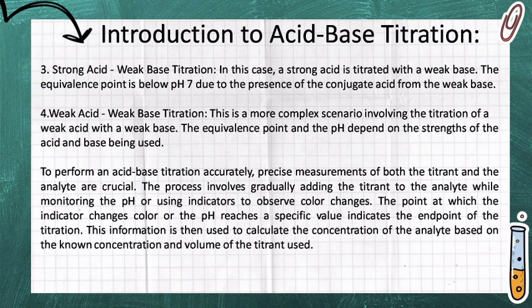To perform an acid-base titration accurately, precise measurements of both the titrant and the analyte are crucial. The process involves gradually adding the titrant to the analyte while monitoring the pH or using indicators to observe color changes. The point at which the indicator changes color or the pH reaches a specific value indicates the endpoint of the titration. This information is then used to calculate the concentration of the analyte based on the known concentration and volume of the titrant used.